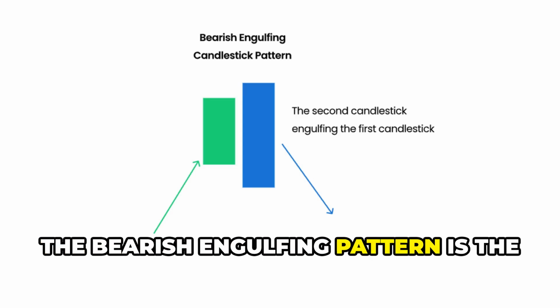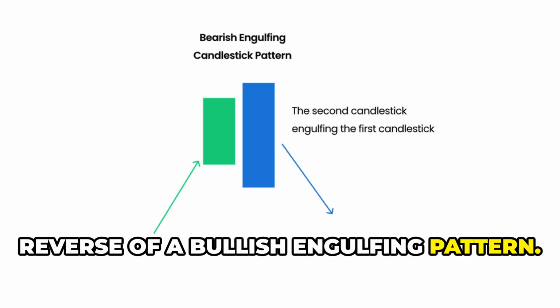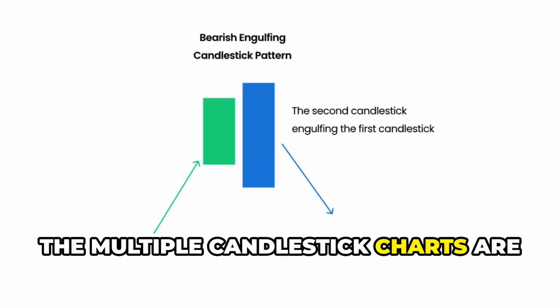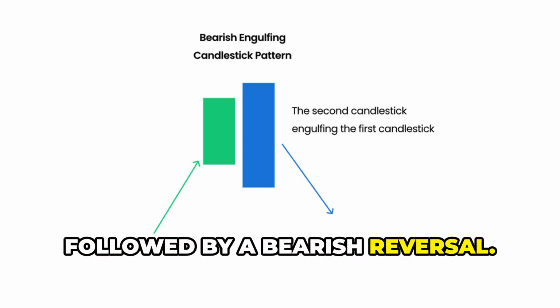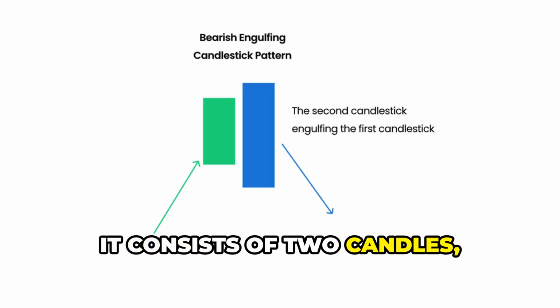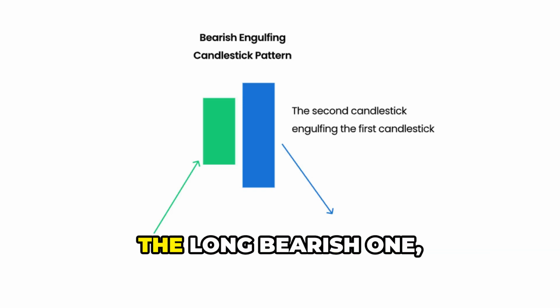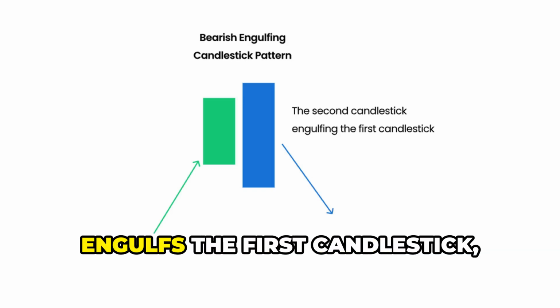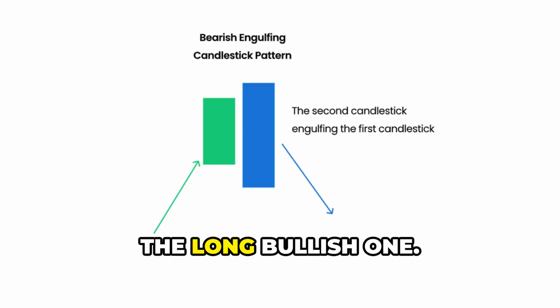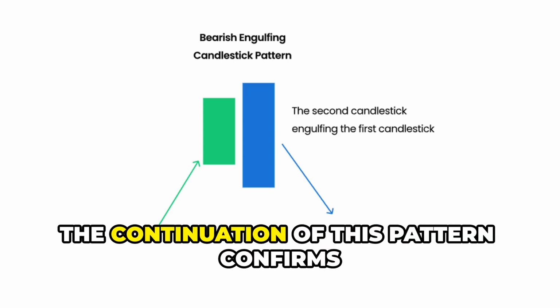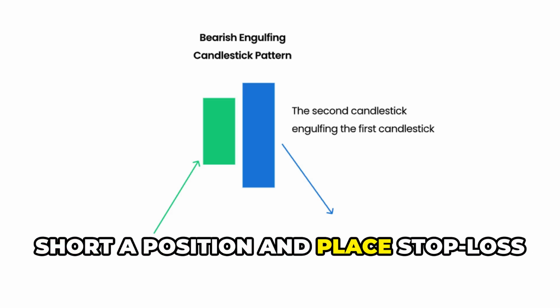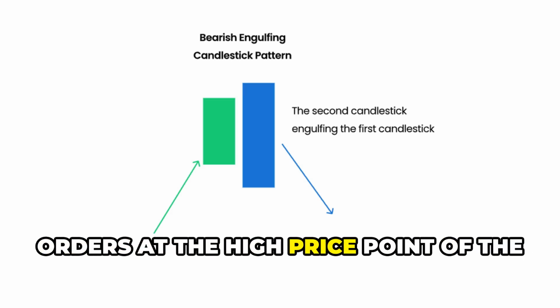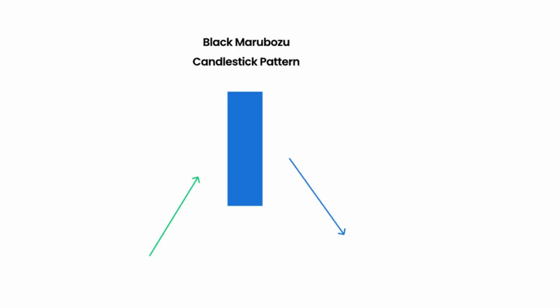The bearish engulfing pattern is the reverse of a bullish engulfing pattern. The multiple candlestick charts are formed right after a market uptrend takes place, followed by a bearish reversal. It consists of two candles, where the second candlestick, the long bearish one, engulfs the first candlestick, the long bullish one. The continuation of this pattern confirms a reversal and enables the traders to short a position and place stop-loss orders at the high price point of the second candle.